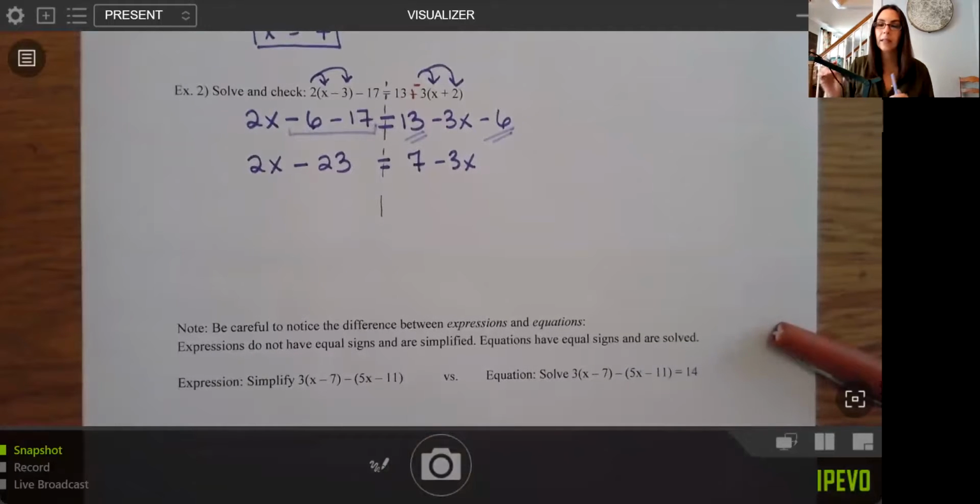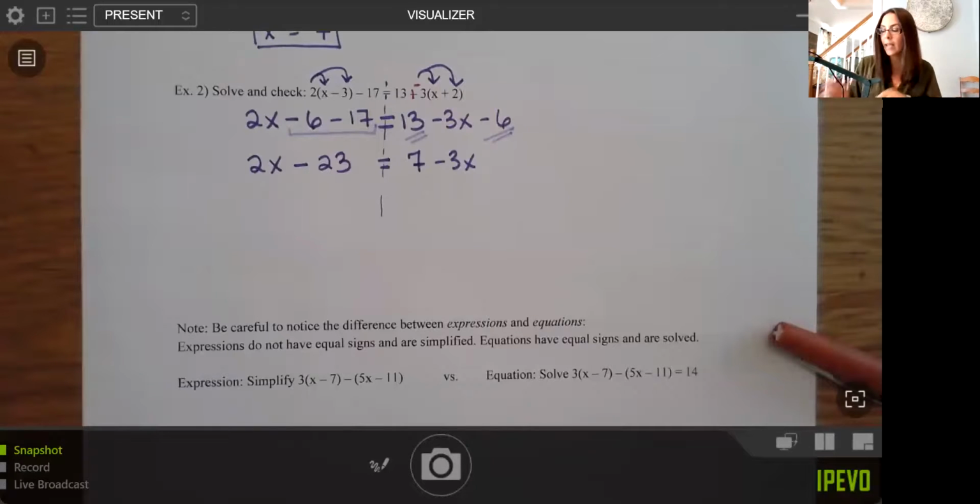Notice that when I combine like terms on the same side of the equation, I don't have to change the sign or anything. I'm not doing add 6 or add 17. If they're already together on the same side, you're just combining your like terms.